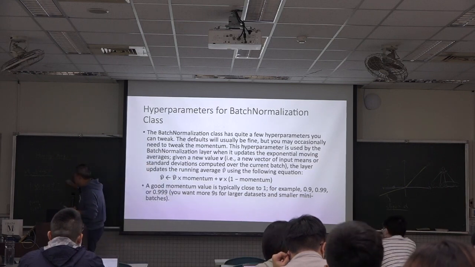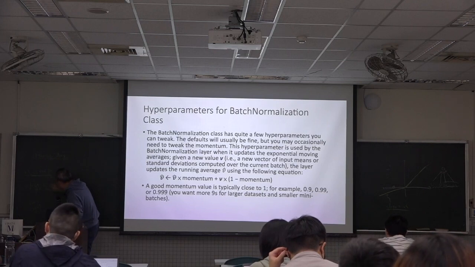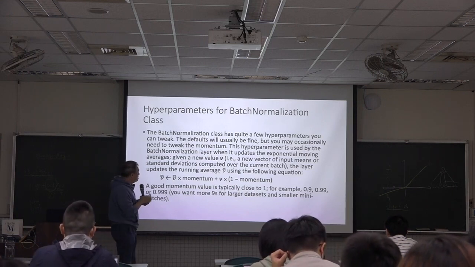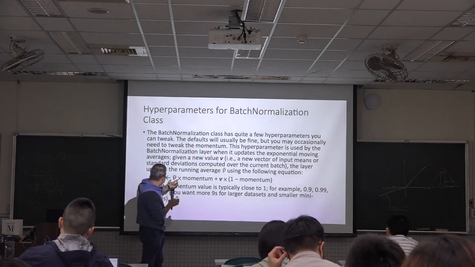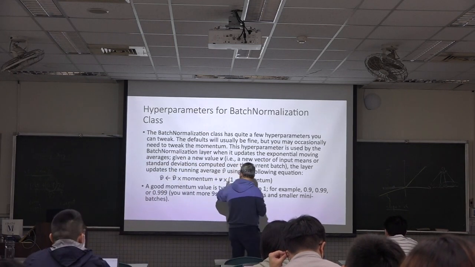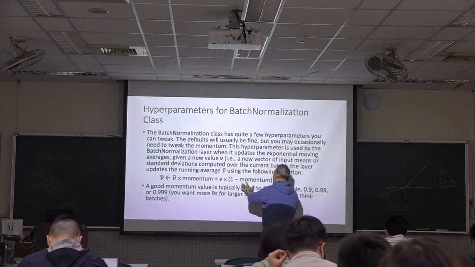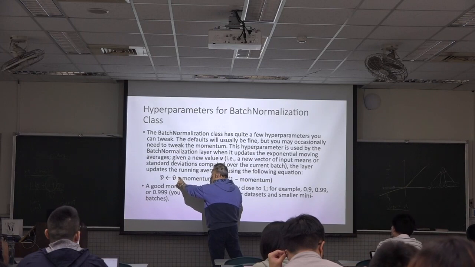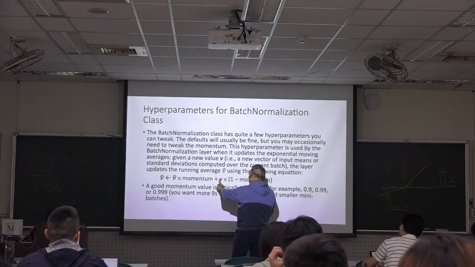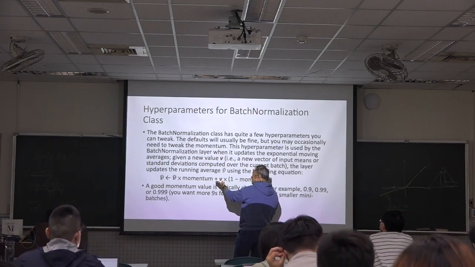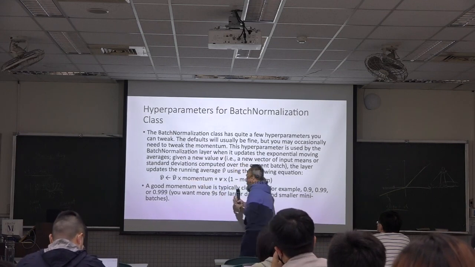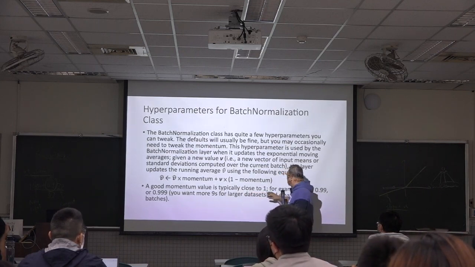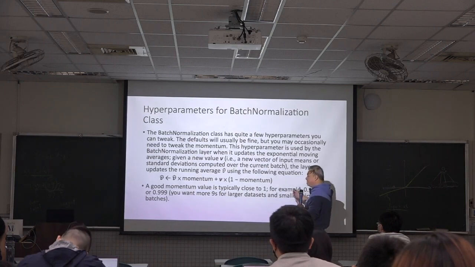Remember, something like this. This one is the v that I'm talking about here. This is called the exponential moving average. So it's v hat times momentum plus v times 1 minus momentum. This v hat is the current estimate for the whole population, and this v is whatever you get from this batch of samples. And as I said, this momentum is normally a number close to 1, such as 0.9 or 0.99.